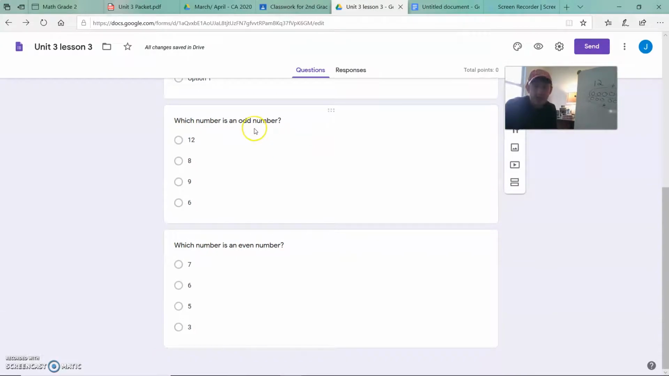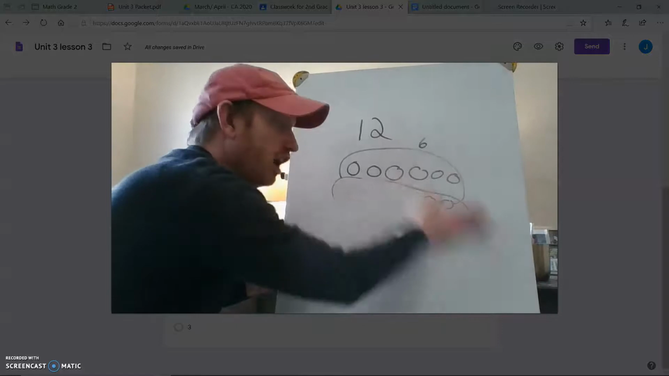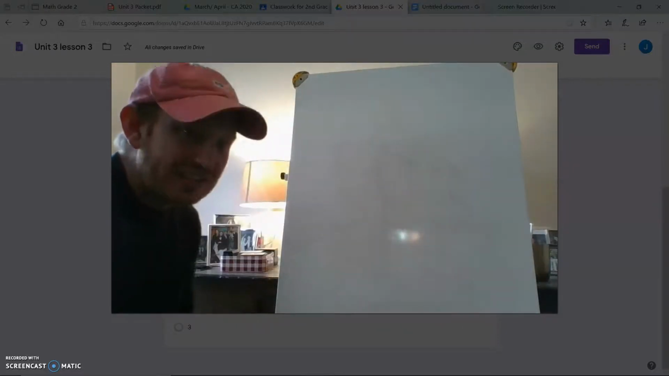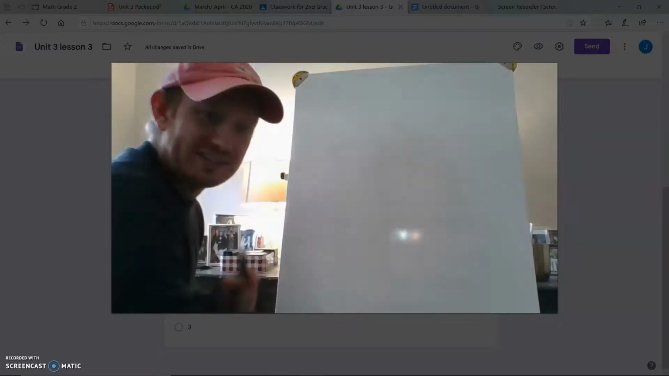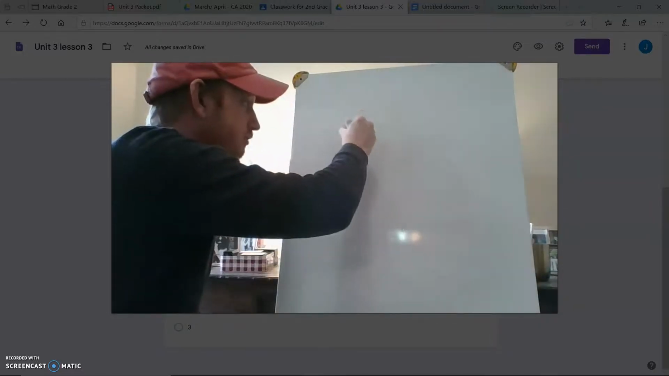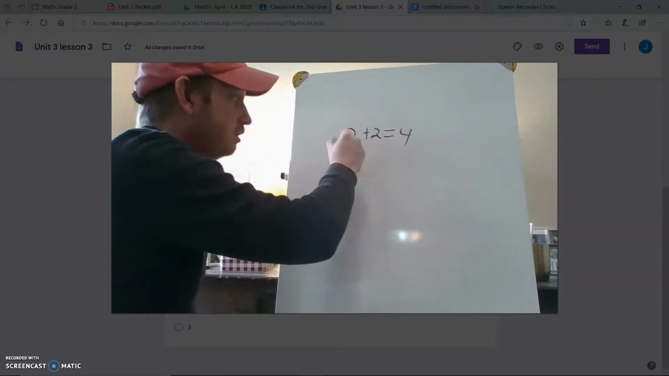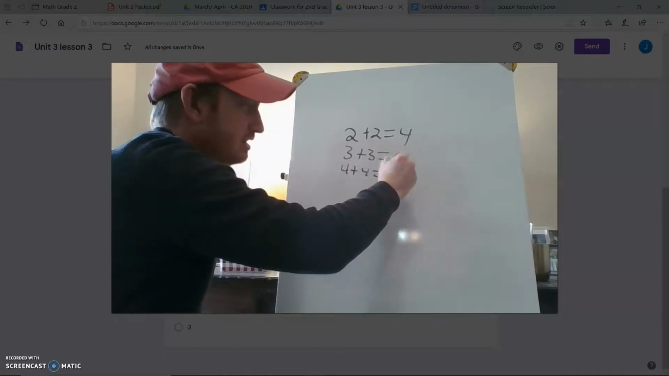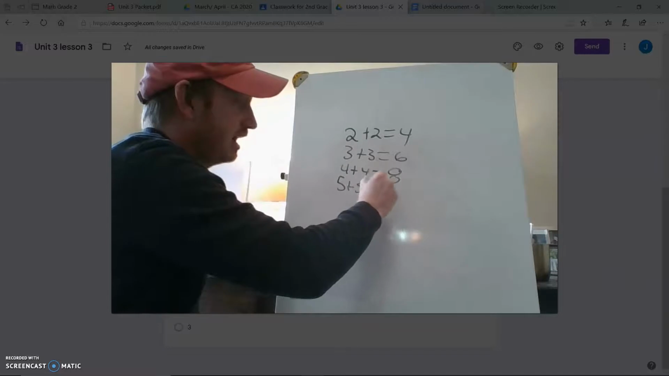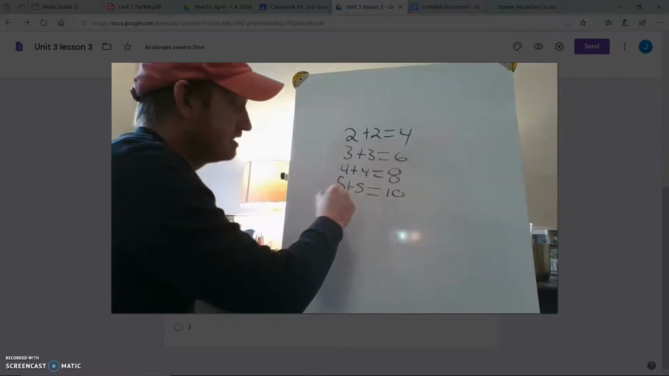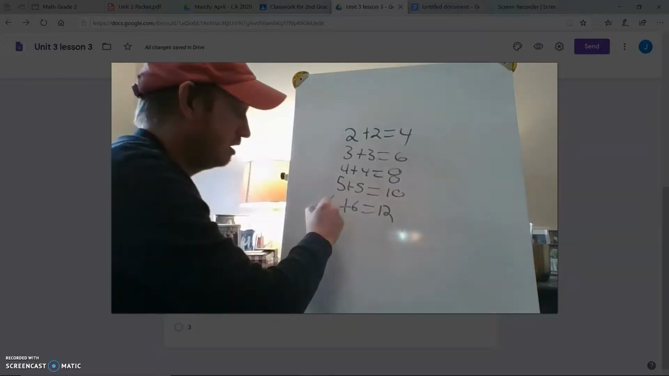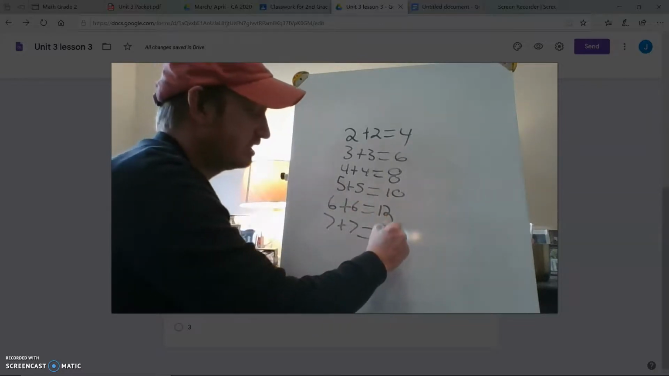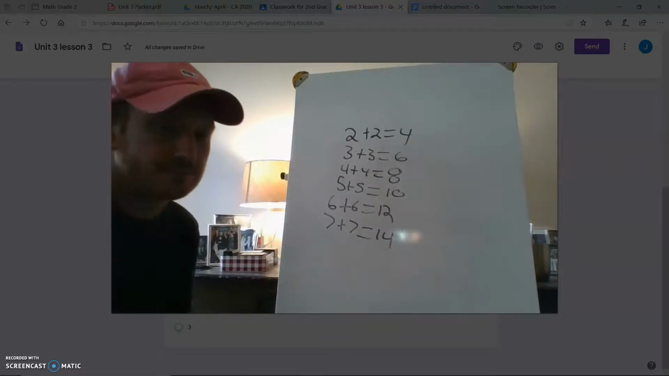Which is an odd number? We have 12, 8, 9, and 6. Well, we know that if we do our doubles facts, that's going to give us all of the even numbers. So let's do our doubles facts again and see what we see. We have 2 plus 2 is 4. 3 plus 3 is 6. 4 plus 4 is 8. 5 plus 5 is 10. 6 plus 6 is 12. 7 plus 7 is 14. And I don't think we need to go any higher than that.